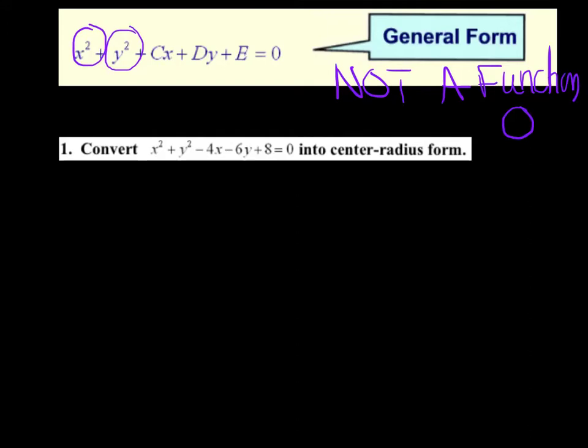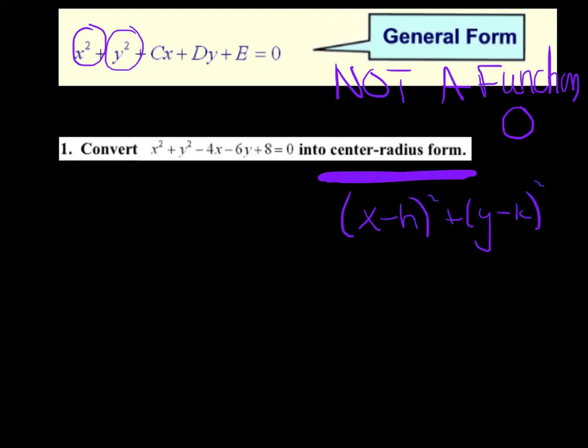This is the general form, and our goal is to put it in center radius form, which means you can see the center: x minus h squared plus y minus k squared equals r squared. That is my center radius form. So how do we do that? This should be a review, and I just want to remind you, the way to do this is to complete the square.